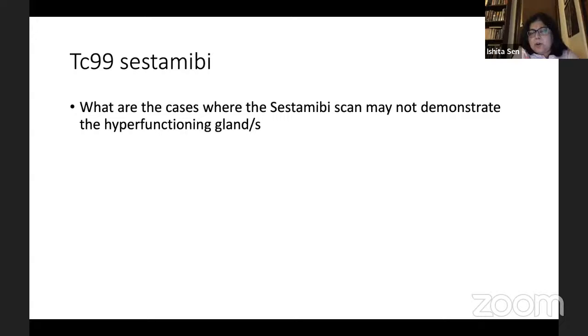So there is a small group of parathyroid adenomas where they have chief cells and oxyphil cells, and the oxyphil cells do not actually secrete parathyroid hormone. It is the chief cells which do it, and the oxyphil cells are where the mitochondria are located, and this is where the Sestamibi goes and gets attached. So those adenomas which have a low oxyphil cell content as compared to the weight of the gland may be missed on a Sestamibi scan.